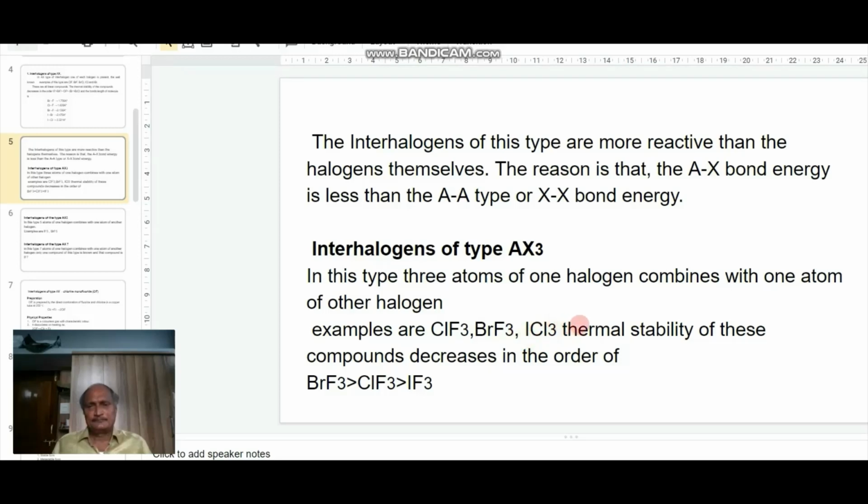The thermal stability of these compounds decreases in the order, that is from bromine trifluoride to chlorine trifluoride and chlorine trifluoride to iodine trifluoride.